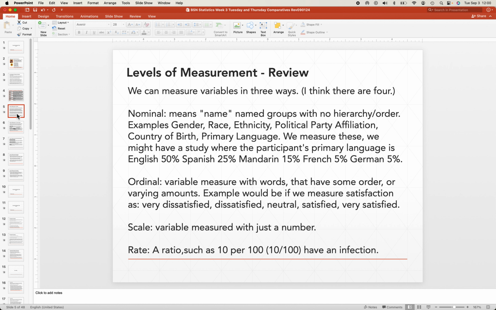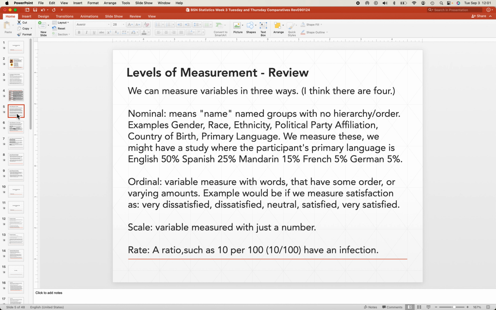If we ask somebody if they have an illness or a diagnosis or not, that's also nominal data. Anytime it's a yes or no, if you could narrow a question down to either yes or no, that will also be nominal data. So, for example, we might have a study and we're looking at the participants' primary language, and we find out that for 50%, their primary language is English, for 25% it's Spanish, 15% are Mandarin, and 5% are French, and 5% are German. That would be all examples of nominal data.